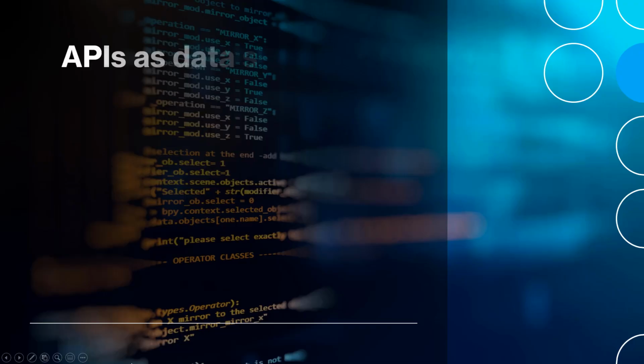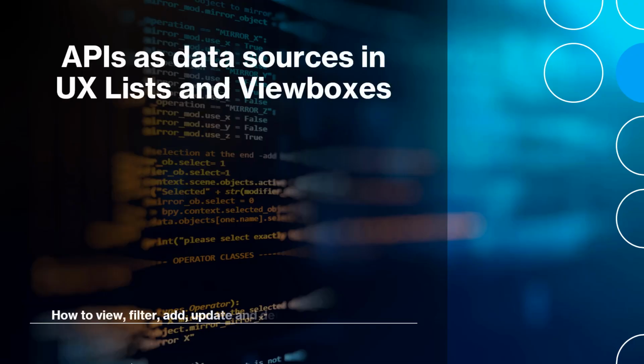Hello, everyone. Today's session is about using standard UX controls such as lists and view boxes to access remote APIs and to use those APIs as data sources. Ideally, we would like to be able to use our list and view boxes in the same way that we would use them against SQL data. So to be able to view, filter, add, update, and delete, the complete CRUD cycle that we're able to do with SQL to also be achieved with remote API data.